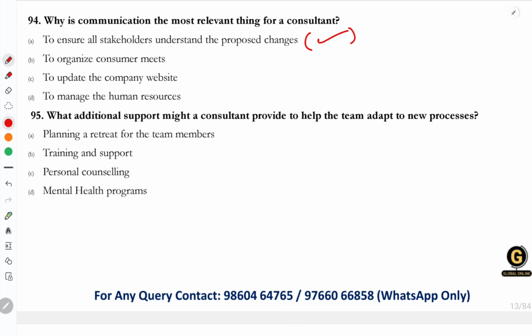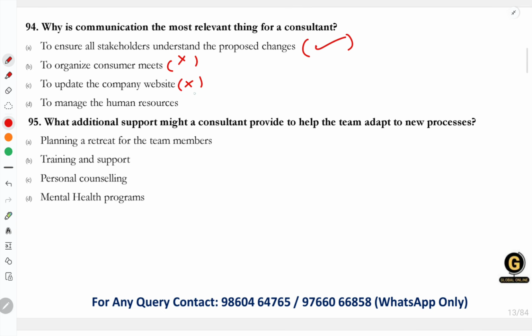What are the stakeholders? The company employees are stakeholders, the company management team is stakeholders, whatever shareholders are present over there are the company stakeholders. Okay, these are all the stakeholders. So it is very important for them to understand the changes. Changes are positive, we have to make them understand. This is a very important role of a consultant, you can say.